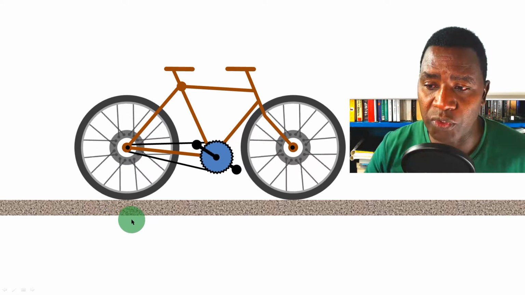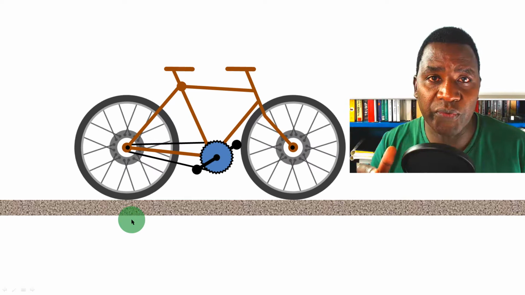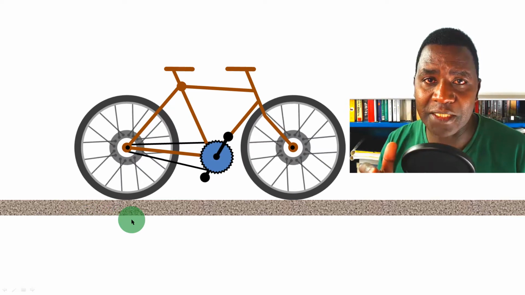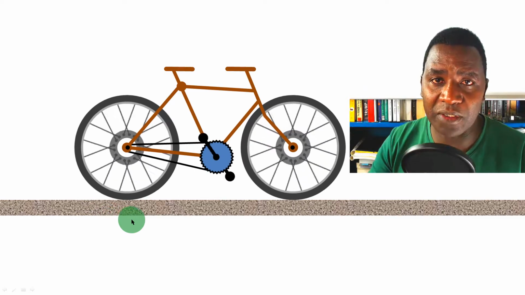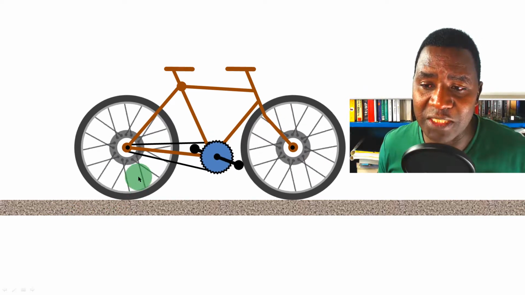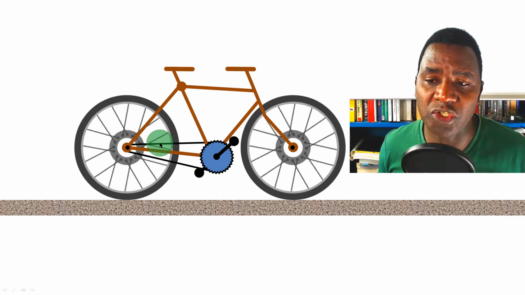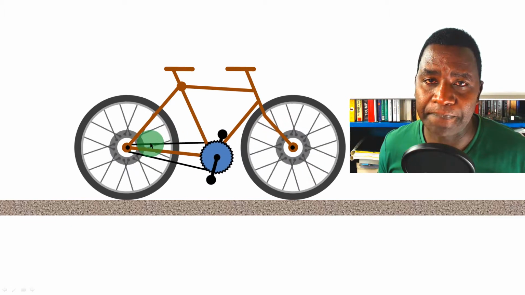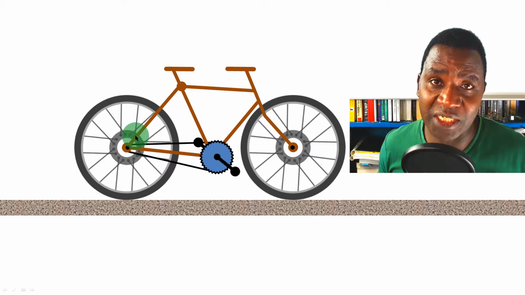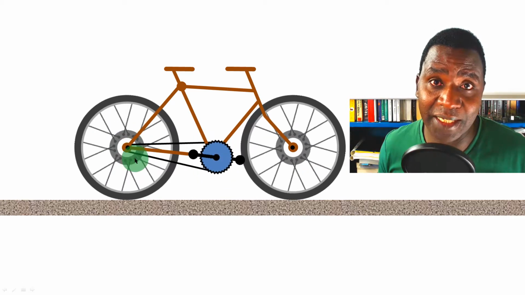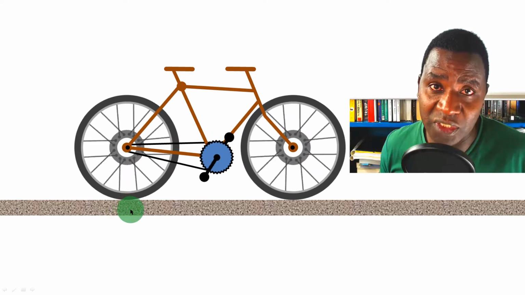Now, how do these forces come about? We obviously know that it comes from the cyclist. The cyclist applies forces on the pedals. Then that force is transmitted to the rear sprocket here using the tension in the chain. And that force is transmitted to the tire so that the tire starts turning like that. Now the tire makes contact with the road surface.